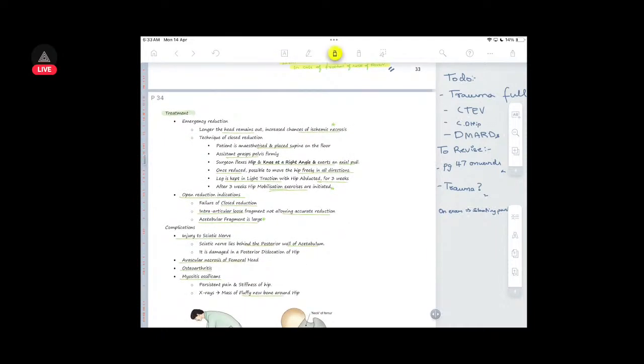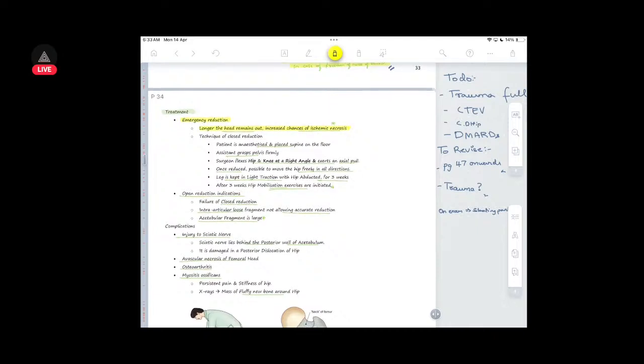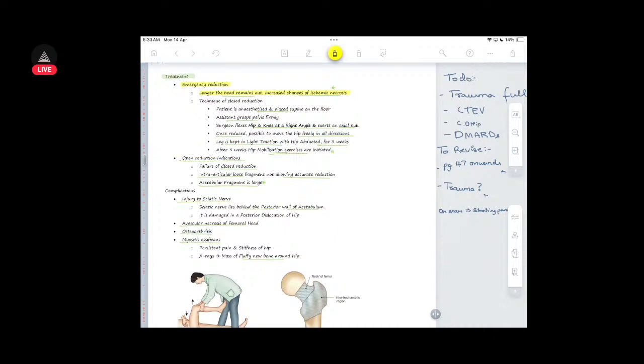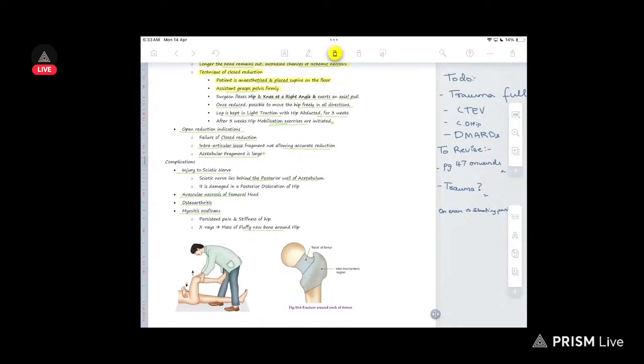So treatment, you have to do emergency reduction, because the longer the head remains out, the greater the chance that it undergoes ischemic necrosis. Technique of closed reduction: the patient is anesthetized and placed supine on the floor. The assistant will grasp the pelvis firmly, and the surgeon will flex the hip and knee at right angle and exert an axial pull. Once reduced, it is possible to move the hip freely in all directions. The leg is kept in light traction with the hip abducted for 3 weeks. After 3 weeks, hip mobilization exercises are started.